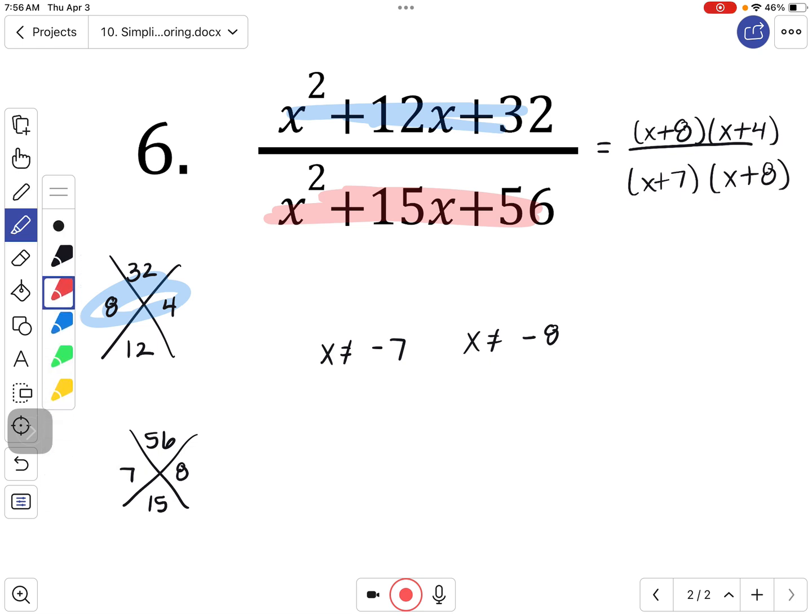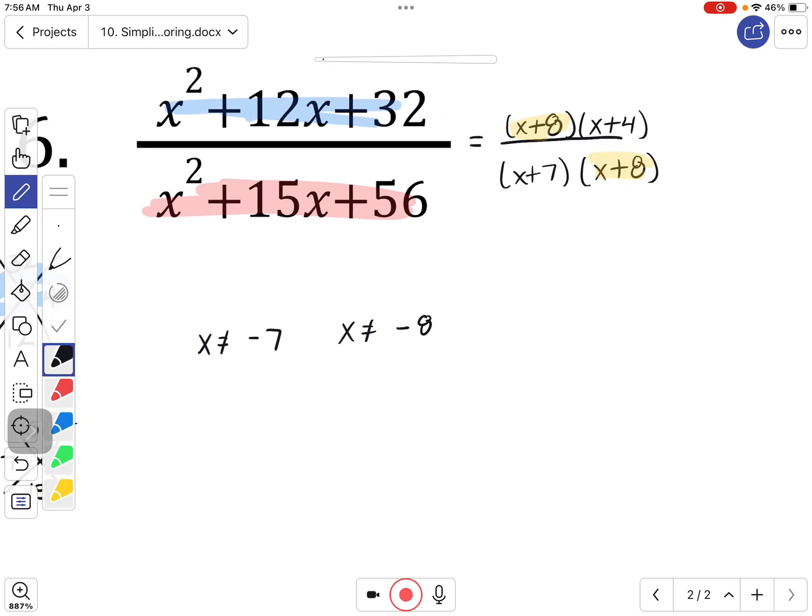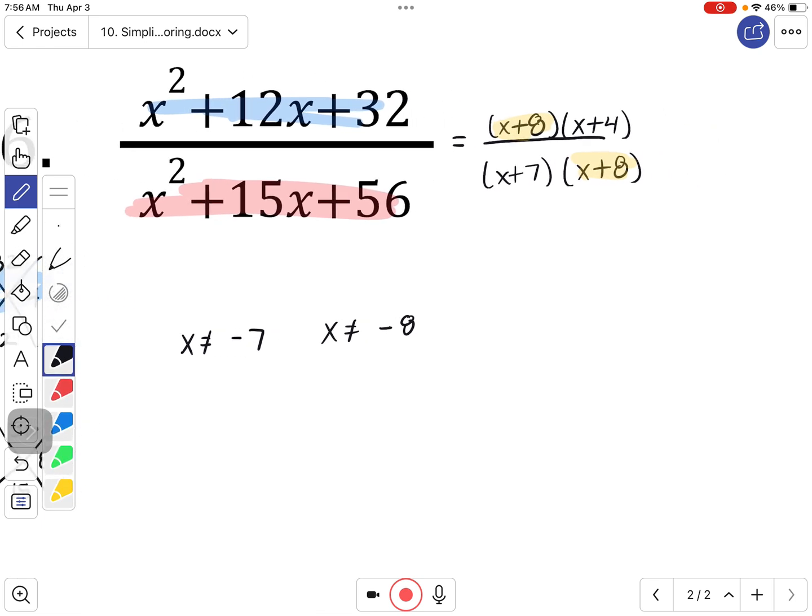And I'm going to look, is there anything that's the same on the top and bottom? I have x plus 8 and x plus 8. So now I just am going to simplify that, and I'm going to say, oops, the pencil's not working, there it goes. I'm going to say x plus 4 on the top, and x plus 7 on the bottom.